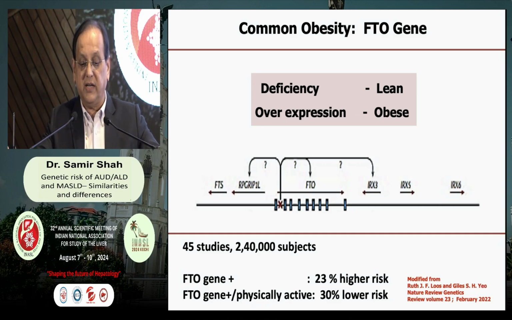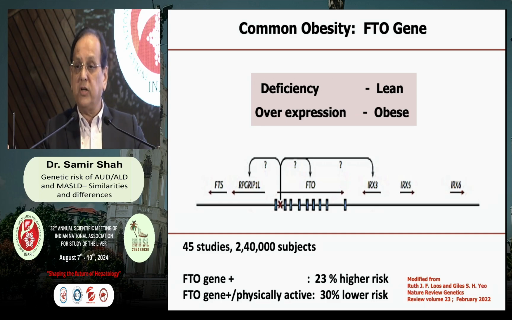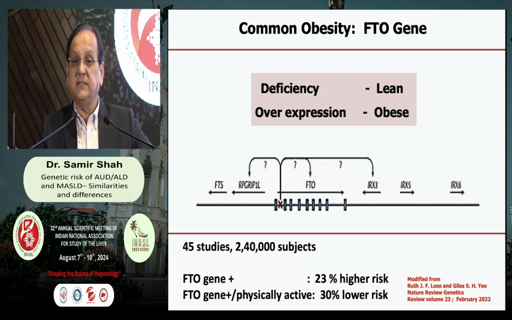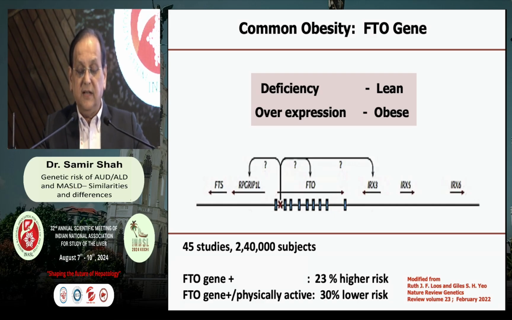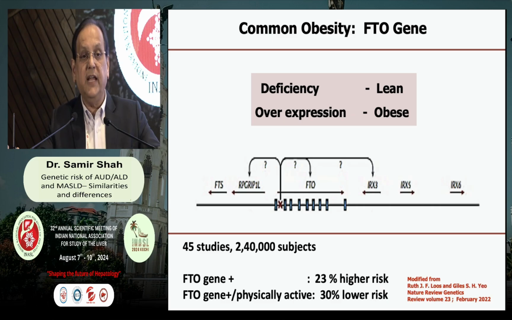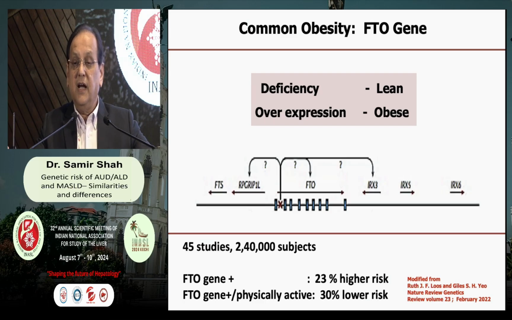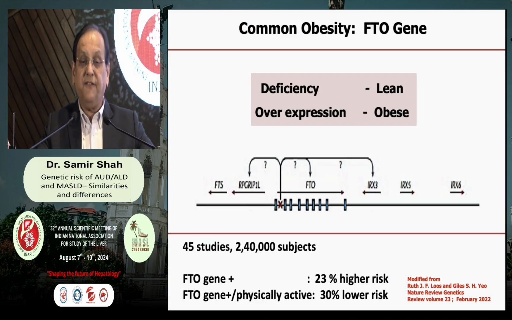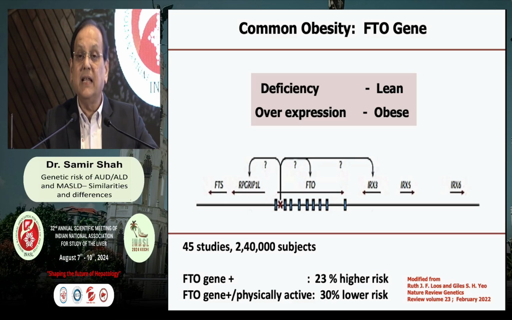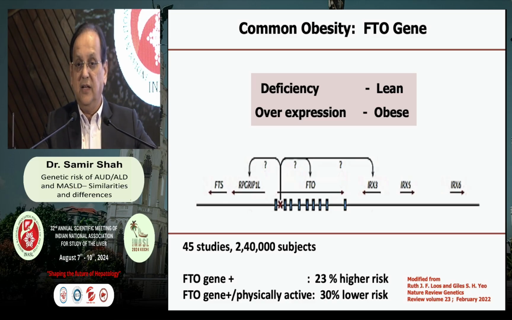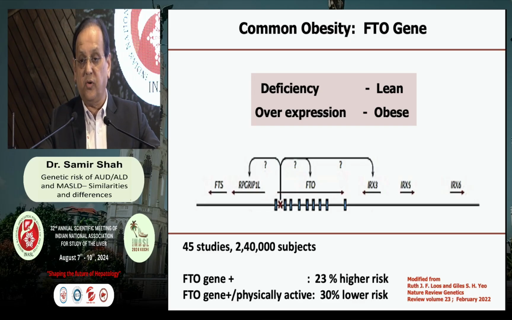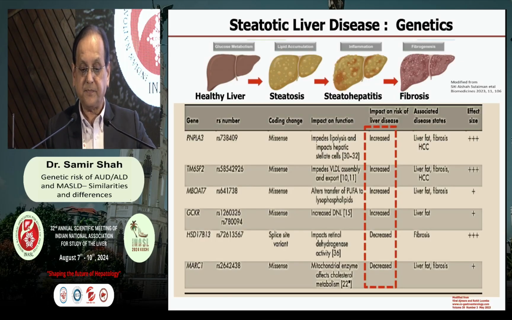So, studies are correlating. However, if you see on the bottom, the meta-analysis had taken up 45 studies with 2,40,000 subjects. Surely enough, if the FTO gene was present, there was a 23% higher risk. However, a person with the FTO gene, if that person is physically active, has a 30% lower risk. So, you can actually modify your genetic deficit by good environmental control. I think this is something to remember.